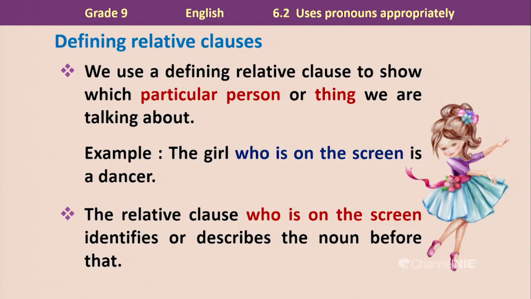We use a defining relative clause to show which particular person or thing we are talking about. Right, example. The girl who is on the screen is a dancer. So to define the girl, to describe more about the girl, we have put a relative clause, and that defines the noun there. The girl is the noun. The relative clause "who is on the screen" identifies or describes the noun before that. Yes, that's what we mentioned.